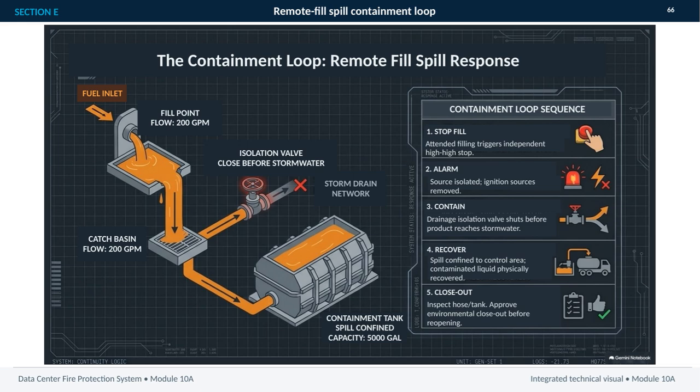Reopening is not automatic. The hose and tank must be inspected, and environmental closeout must be approved before filling resumes. The containment tank is identified with a 5,000-gallon capacity, providing a defined destination for the spill rather than allowing it to spread through the drainage system.